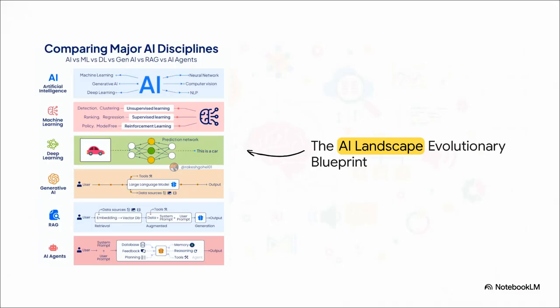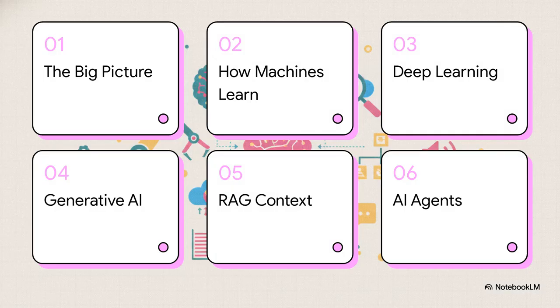Think of this as your master evolutionary blueprint. This is our roadmap for today. It starts all the way up top with the absolute broadest, most foundational concept of artificial intelligence. And then it cascades all the way down into the highly complex, autonomous AI agents. We're going to decode this entire architecture, layer by layer, so you've got the whole picture. To do that, here's how we're breaking it down.